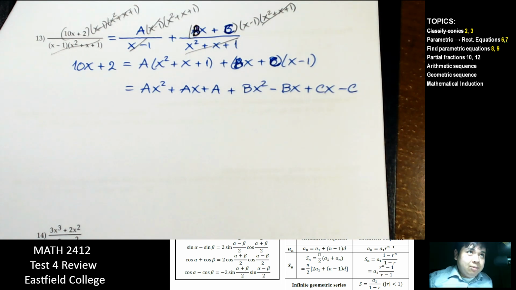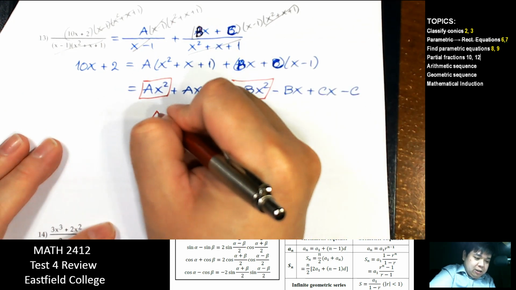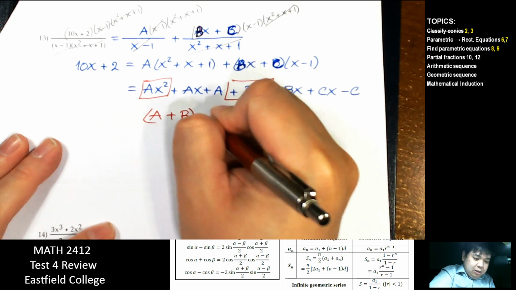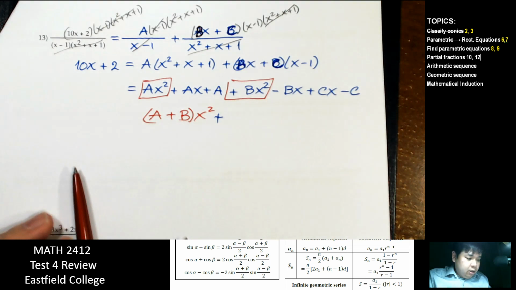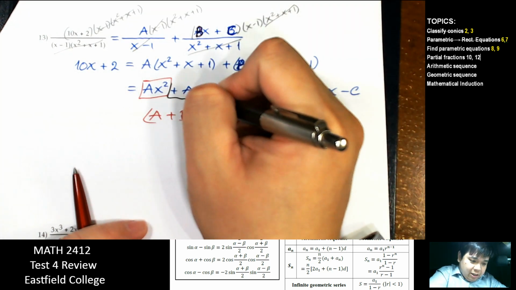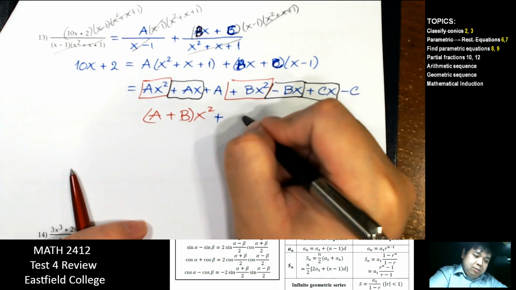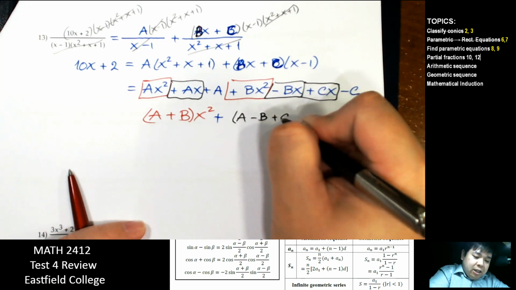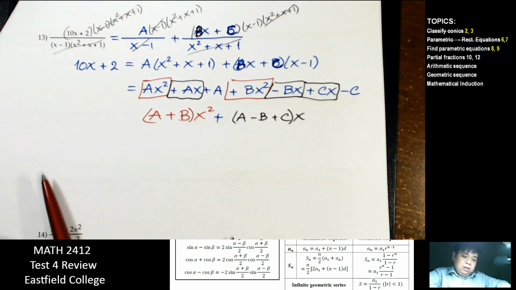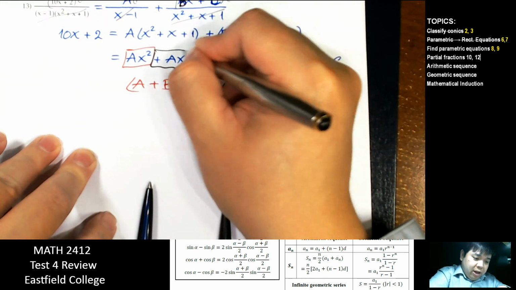Right. Combine like terms. Ax squared and bx squared. We have x squared, ax, negative bx, and cx. So a minus b and cx. And finally, for the constant, we have a and negative c.